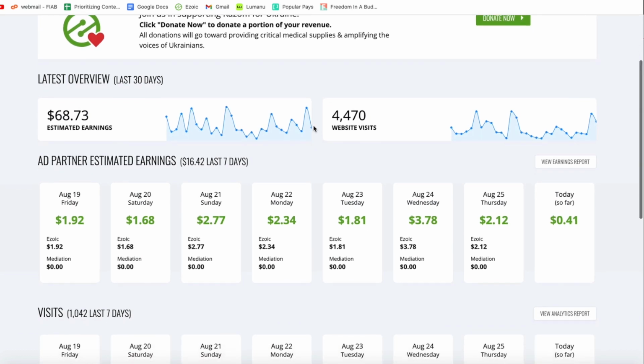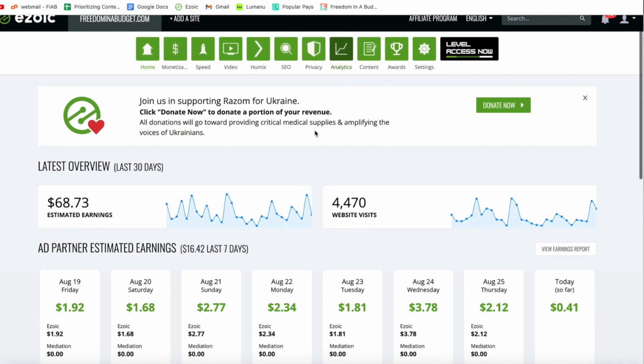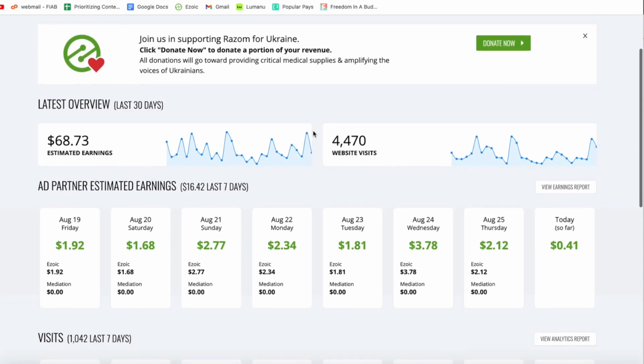Now, ads on websites are similar to YouTube. If you are a YouTuber, then this is going to make sense to you when you think about the CPM for your videos. It's going to be the same as the CPM for a blog.